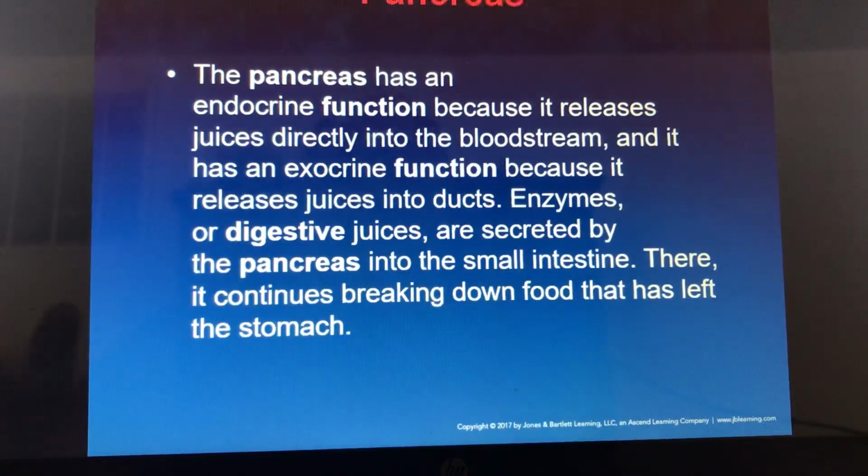The pancreas. Pancreas is that long organ. It actually has two functions. It has an endocrine function, which we'll discuss later, and it has an exocrine function. What it does is it creates additionally enzymes that have like a digestive juice cocktail, if you will, that get put into the small intestines along with the bile.